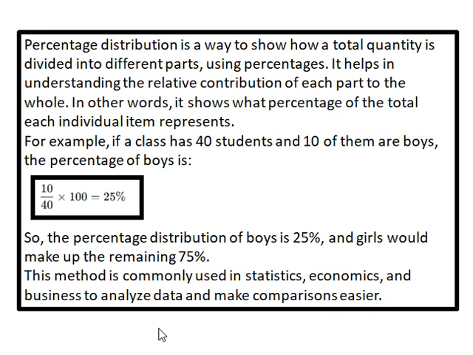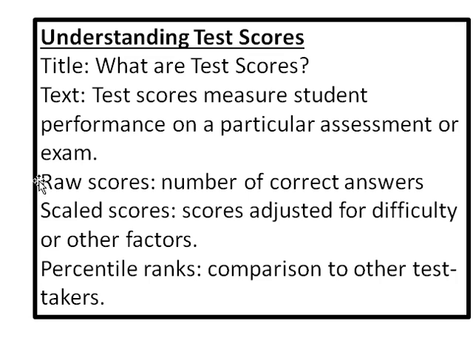Percentage is the way you can tell how much of a thing there is in the total amount. Then we've got understanding test scores. What are test scores? Test scores measure student performance on a particular assessment or exam. Raw score simply means the number of correct answers. Scaled scores are adjusted for difficulty or other factors. Percentile rank is a comparison to other test takers. Remember, test scores simply mean you take all the raw data and identify them in a proper manner so that we can go forward.